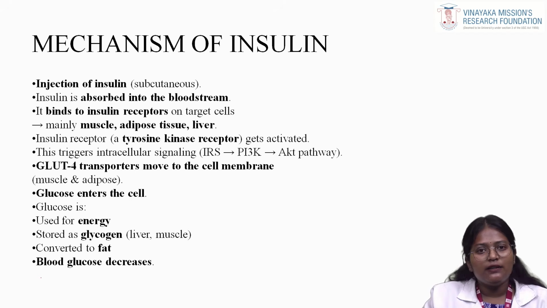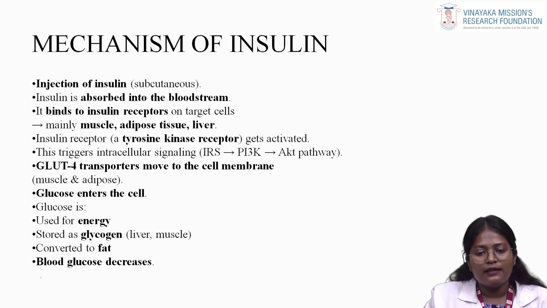Insulin is available only in injection form. When insulin is injected, it is given subcutaneously, mainly in the fatty layers like the upper arm, thigh, stomach and abdomen. Insulin is absorbed into the bloodstream. It binds to insulin receptors on target cells, mainly muscles, adipose tissues and liver. The insulin receptor is a tyrosine kinase receptor. This receptor gets activated.